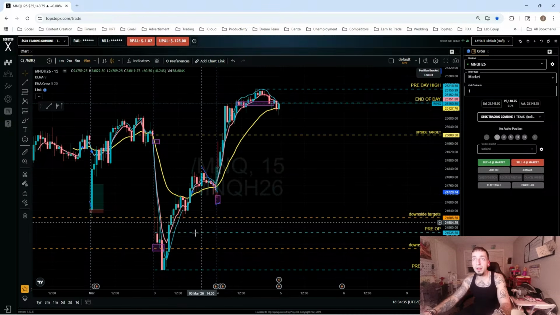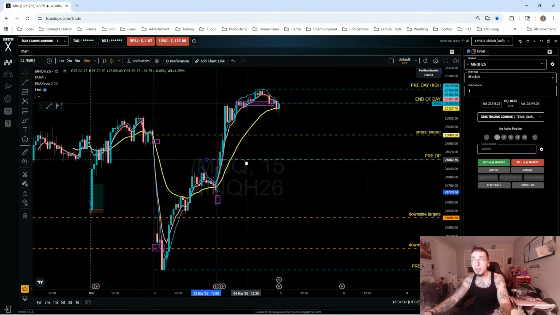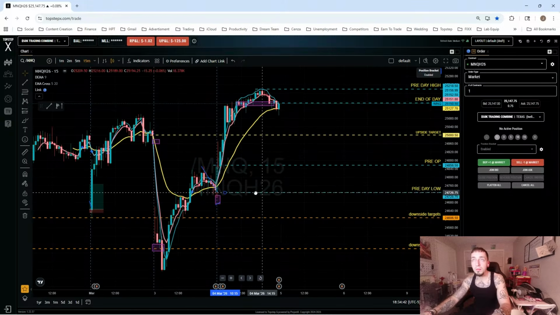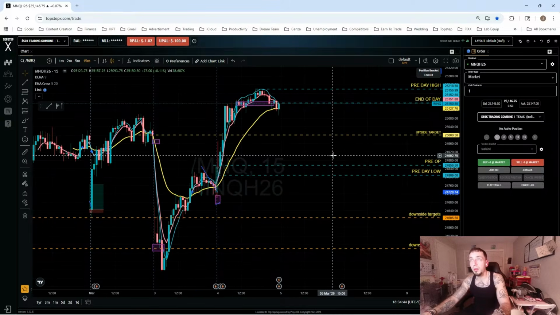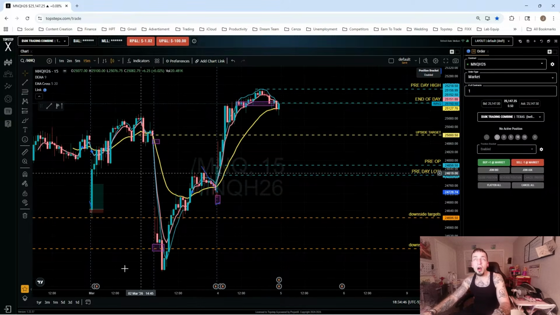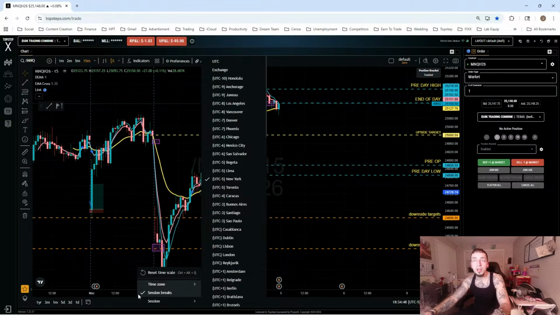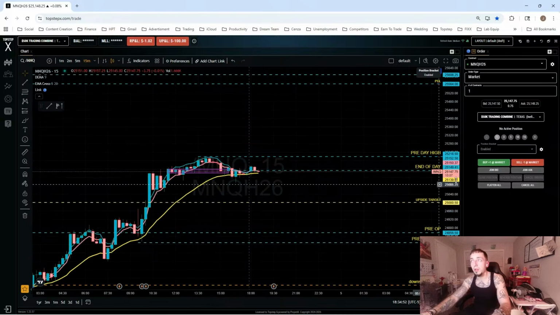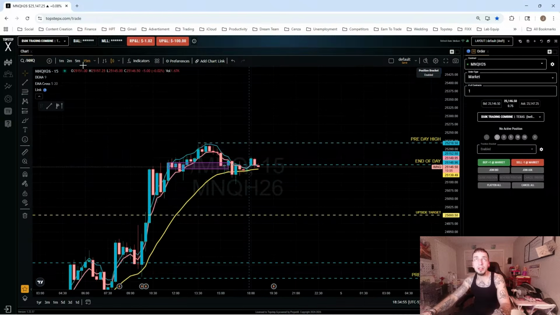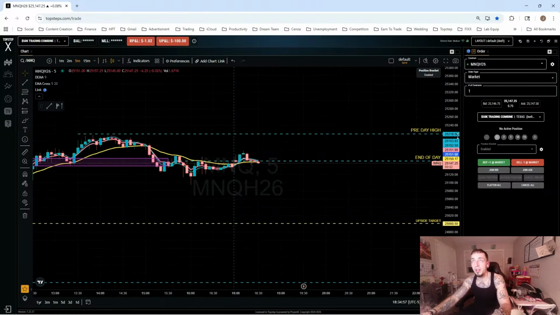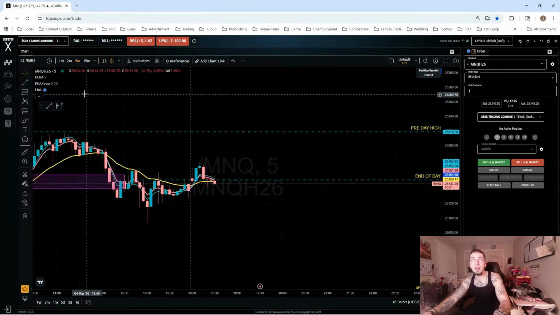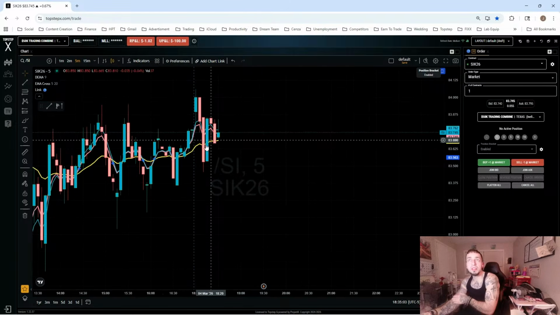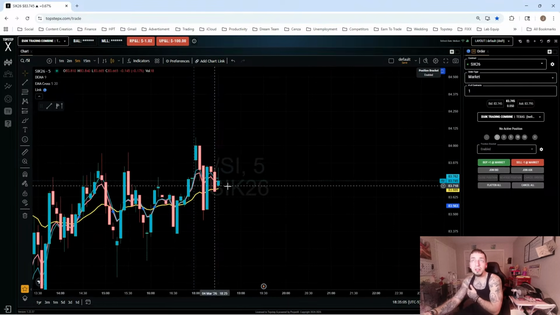All right, let's get this. Let's get it. Open print. All right, there we go. So let's take a look here. Let's go back to extended. Let's see what NQ is actually looking like right here. Sellers are definitely showing some strength. I'm going to pull up silver. Let's see what silver's doing. We're still chilling here.